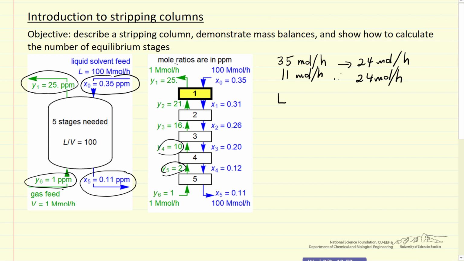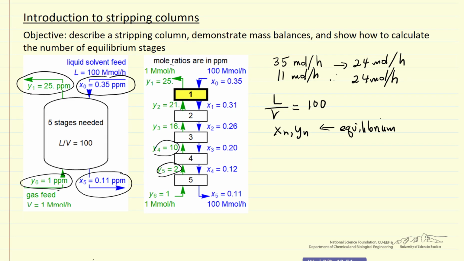So one of the important numbers in the calculations you're going to do is the liquid to the vapor flow rate, and for this case it's 100 over 1. And another important thing to keep in mind is our notation xn, yn. These are two compositions, two phases in equilibrium. In other words, if I write x3 and y3, that means leaving stage 3, the liquid mole fraction is xn, the vapor mole fraction or mole ratio is yn. Those two are in equilibrium.